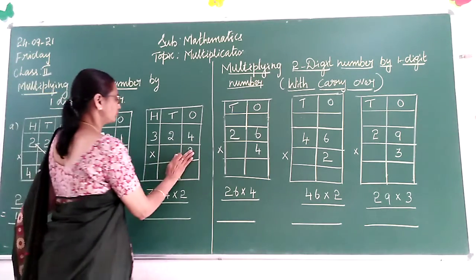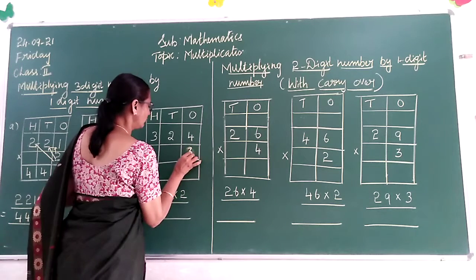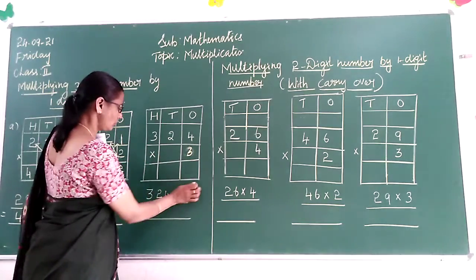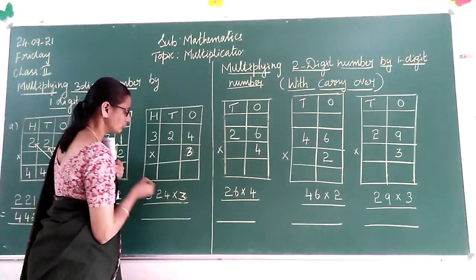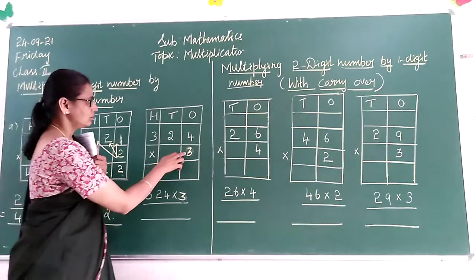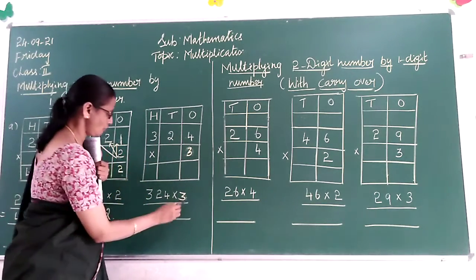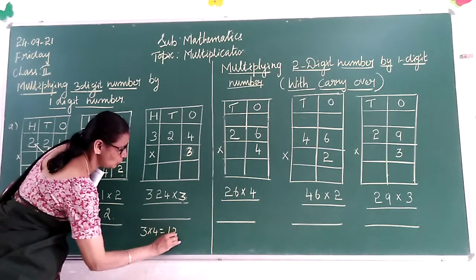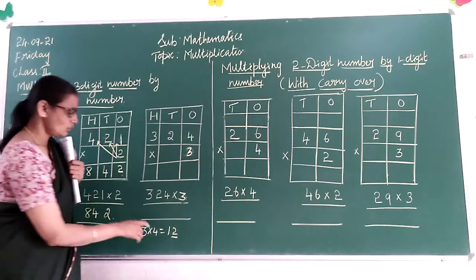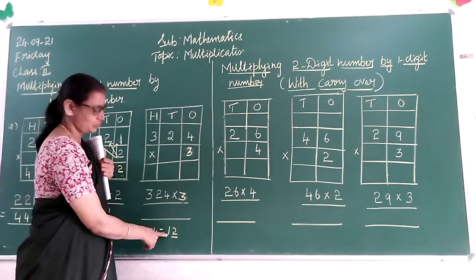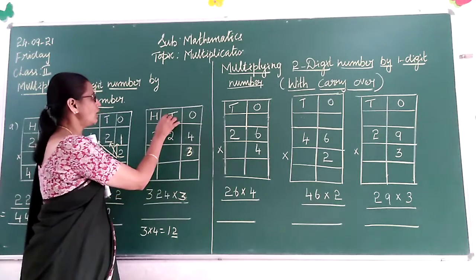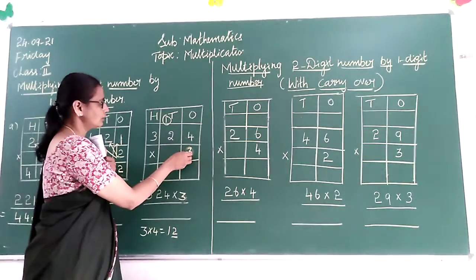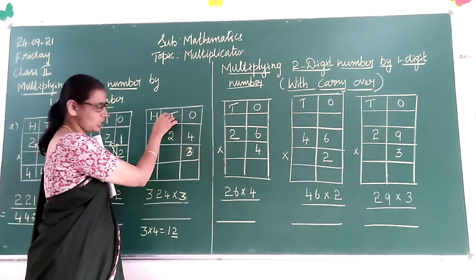Next number, so here we will write 3, okay? So here we will change the number to 3. 3 fours are how much, children? 3 fours are 12. See, children, 2-digit number, isn't it? So this 1 is carry over, children. 1 ten you have to carry over and write it in the 10's place. After you multiply, then you have to add, children.